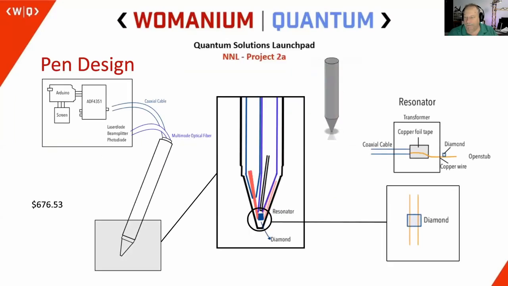Sorry. Thank you. And so in the sensor module, the diamond sits on top of a quarter wave resonator, which is made up of a quarter wave transformer and a quarter wave open stub. And that is created using copper wire. Next slide, please.